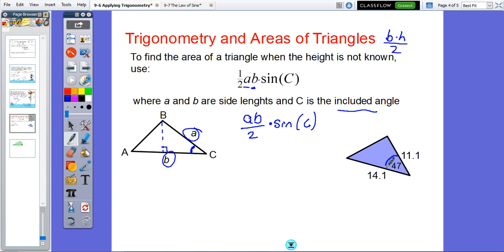So here's our angle and here's our two sides. The angle's in between the two sides, so we're good. We have everything we need. We're going to do 14.1 times 11.1 all over 2 times the sine of our angle, 47. I'll do 14.1 times 11.1 first and then divide by 2 to get roughly 78.255, and then take that times sine of 47. You should get roughly 57.2. Actually, not degrees. This is area, so square units.